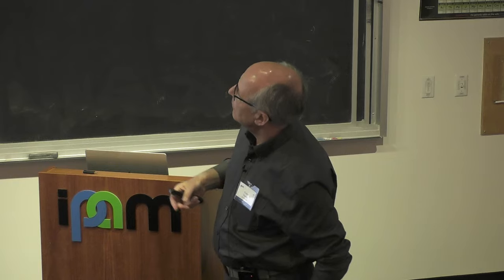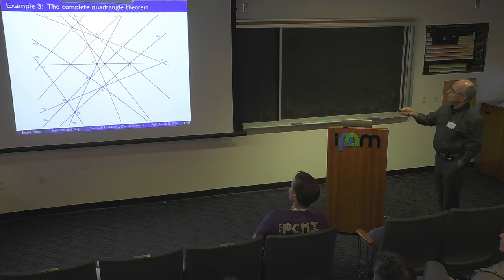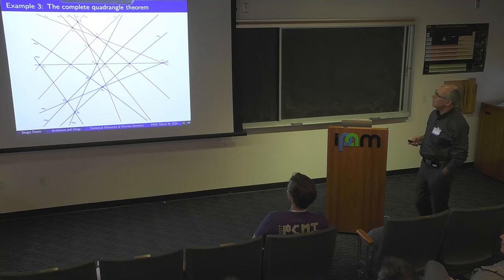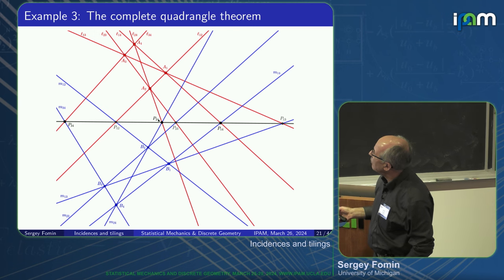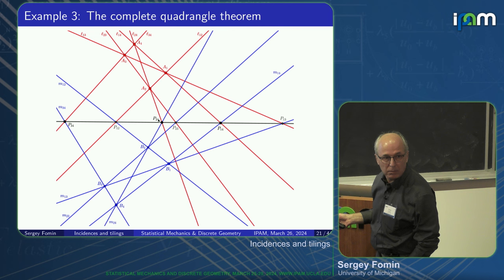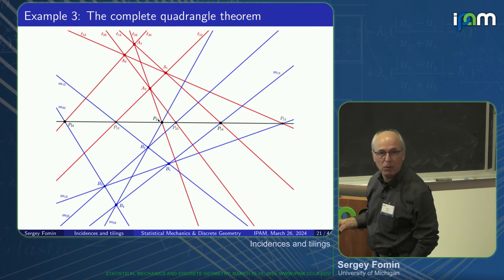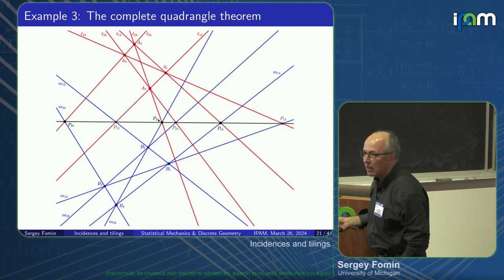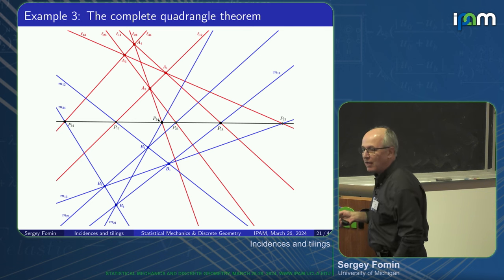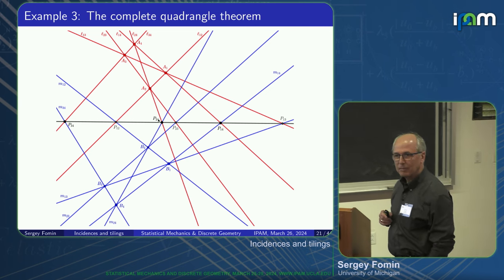Okay, the third most famous theorem in planar incidence geometry is the complete quadrangle theorem, which you can imagine what it says just looking at the picture. No, you cannot? Okay. Take four red points, A1, A2, A3, A4. Draw the 6 lines through them, 4 choose 2. Look at where these lines intersect the black line. You will get 6 points. Then do the same with the blue points, B1, B2, B3, B4. Draw the 6 lines through pairs of them. And suppose that 5 of these lines intersect the black line at exactly the same positions as the red lines did, then the 6th line will do the same. Okay?